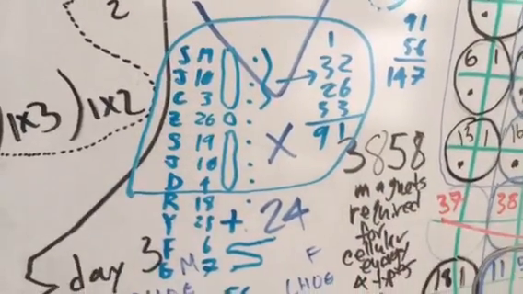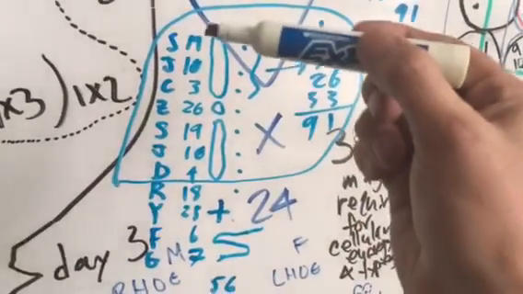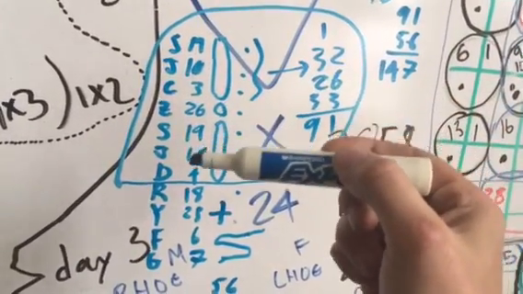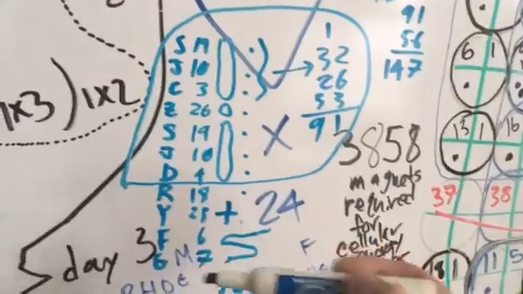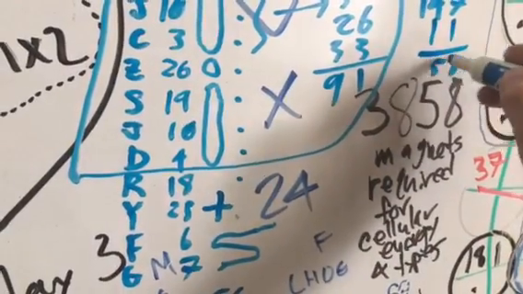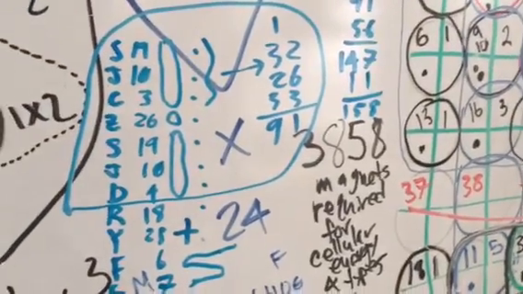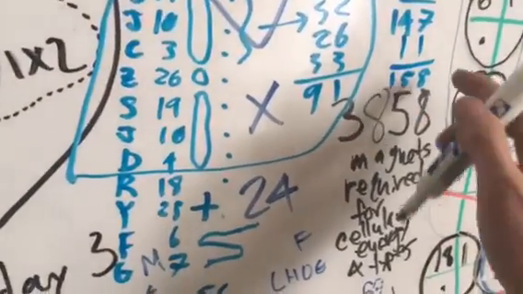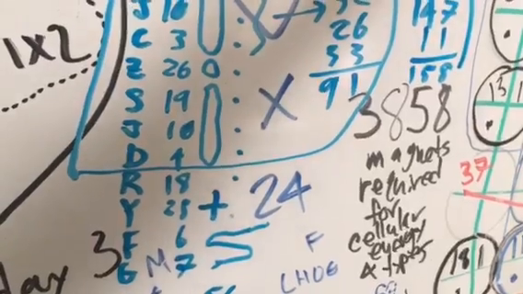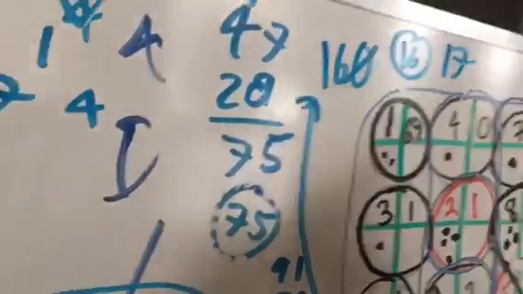147. I haven't done a music decode in a while. 1, 2, 3, 4, 5, 6, 7, 8, 9, 10, 11 tracks. 158. Yes, side A and side B. 160. Circle 16, 17.